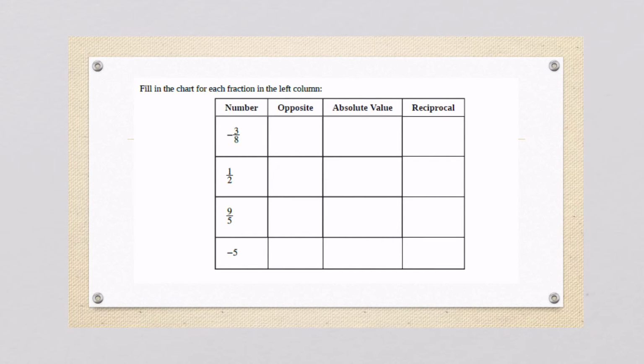Okay, I really like this chart because it gives you a visual of the different meanings of these words. If I want the opposite of negative 3/8, the opposite of a number is one of them is positive, one of them is negative, but they are the same number. So the opposite of negative 3/8 is positive 3/8. The absolute value of negative 3/8 is asking you what is the distance that negative 3/8 is from 0. So that answer is also 3/8.